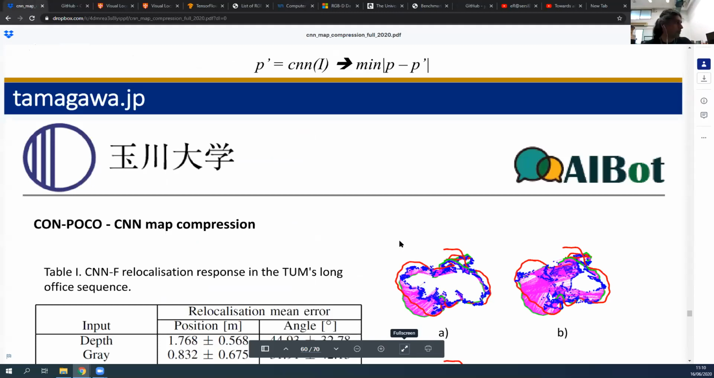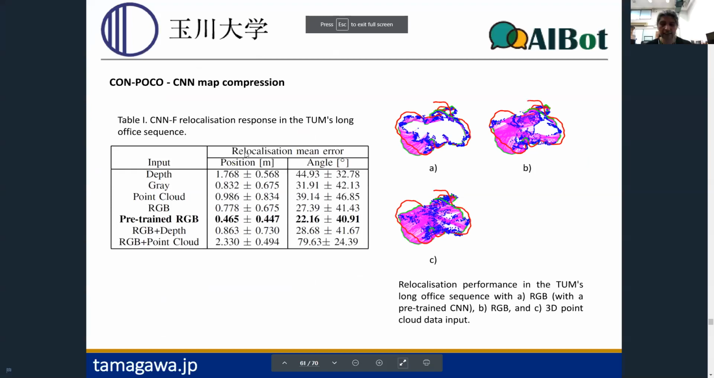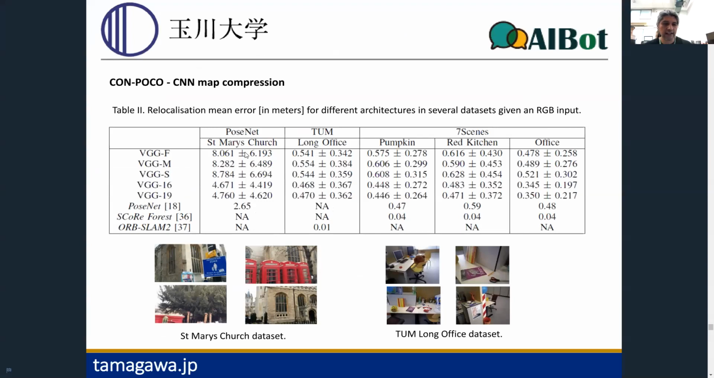Okay, once we define that the color information in a pre-trained neural network is the best representation of our world, we compare it with several other representations. So we have a VGG neural network that is a very common neural network. And it has fast, medium, and slow sizes, then 16 and 19 hidden layers.